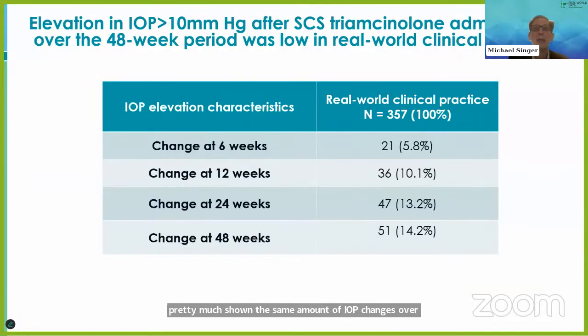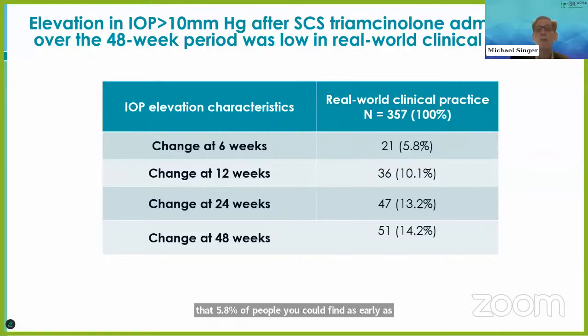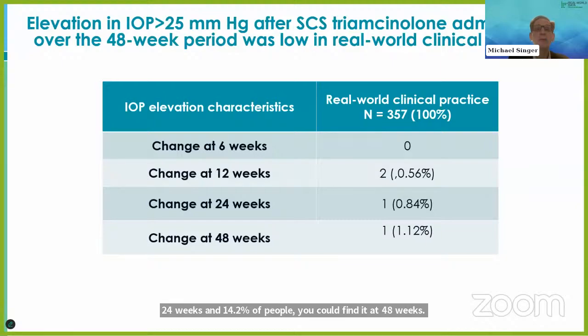What we really want to know is when it is going to happen. We need a rule book. We need a way to follow these people up. So I dug a little deeper. Looking at the 10 millimeter increase, 5.8% of people you could find as early as 6 weeks, 10% at 12 weeks, 13% at 24 weeks, and 14.2% at 48 weeks. We dug a little deeper on the greater than 25, and it turns out you didn't find anybody at 6 weeks. There weren't many, only 4 patients. 2 of the 4 were at 12 weeks, 1 of the 4 was at 24, and 1 was at 48.